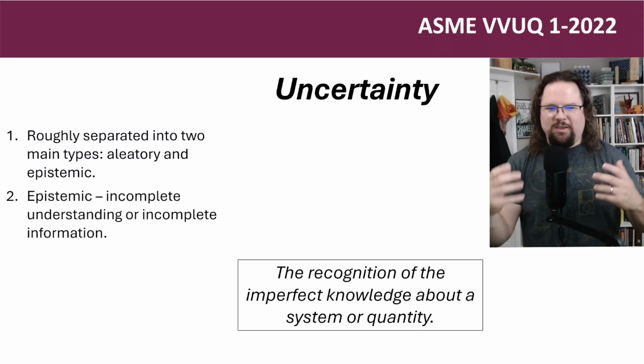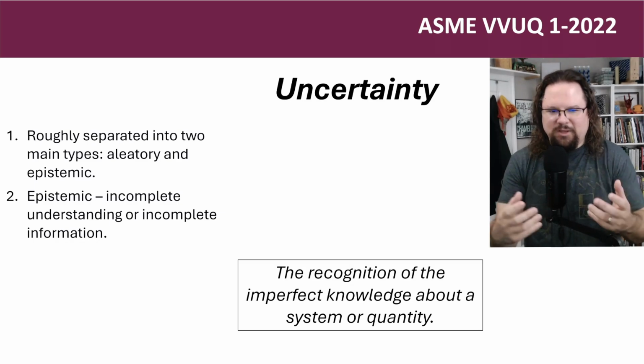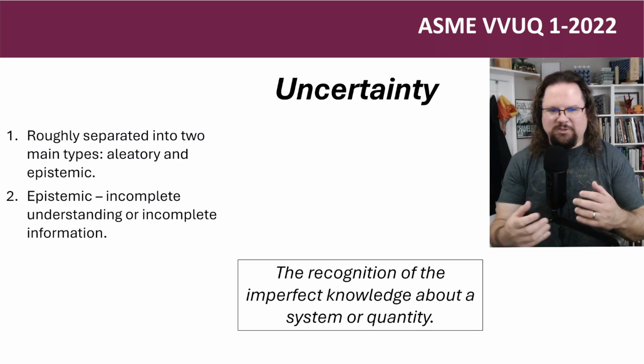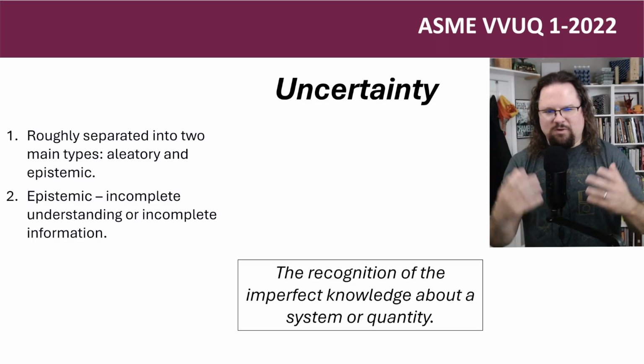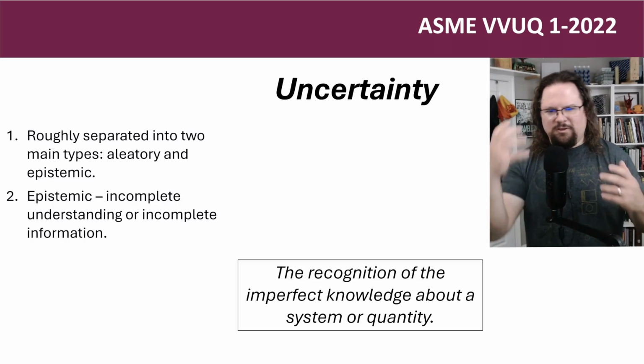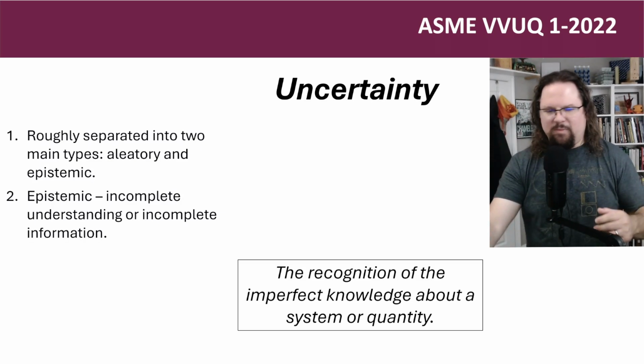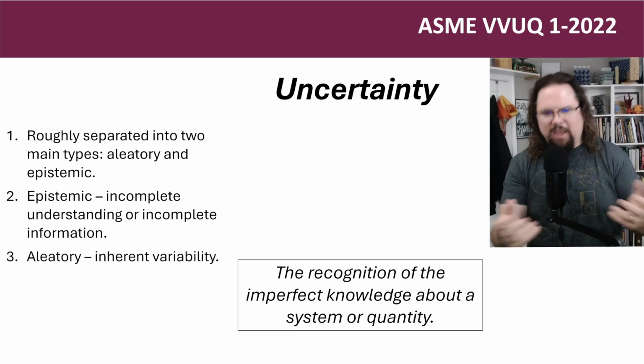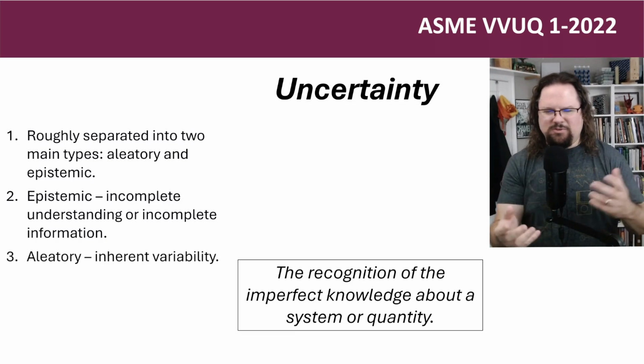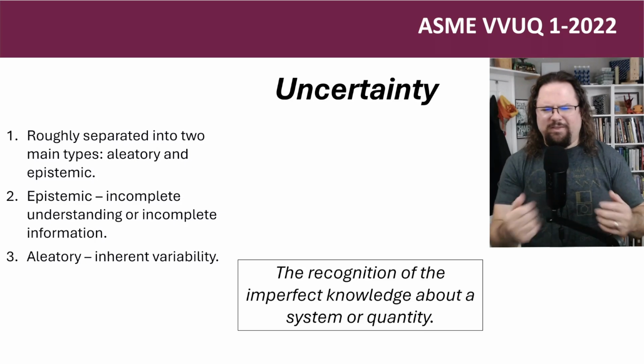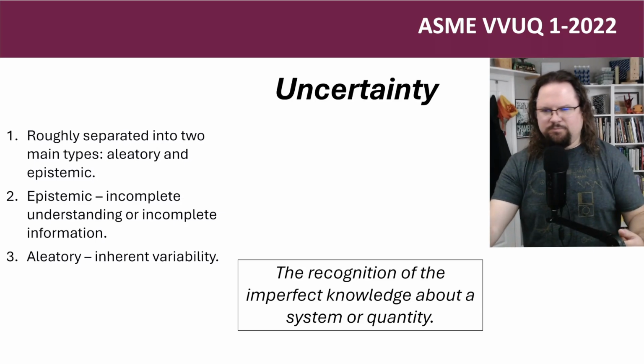It just says, hey, look, usually by epistemic, we mean incomplete understanding or incomplete information. Epistemic comes from the word for knowledge. So it's like we don't understand something about it. Aleatory, inherent variability. Aleatory is usually associated with dice. I think it even comes from the Latin for dice player.